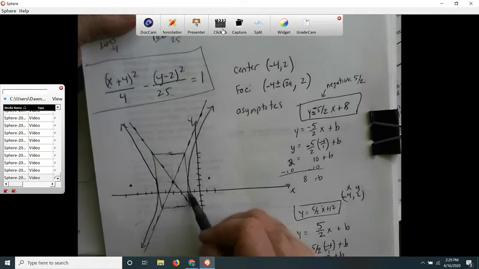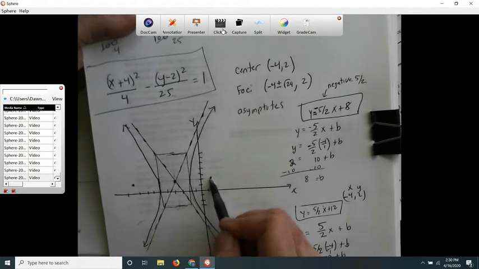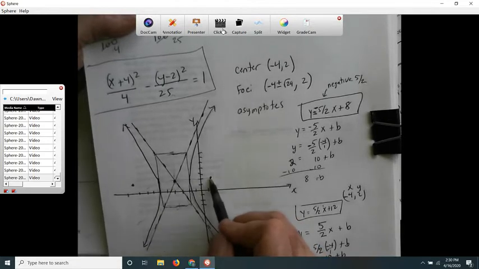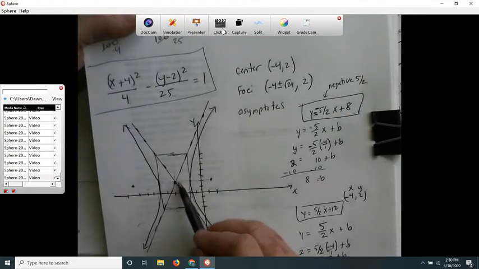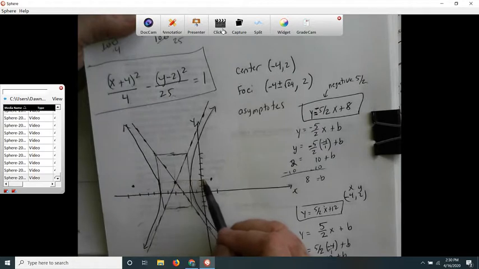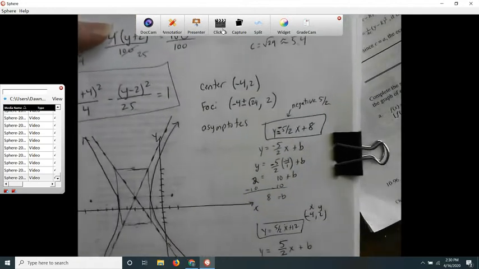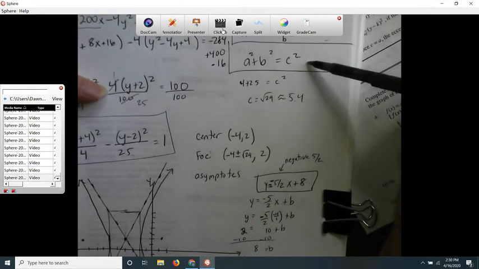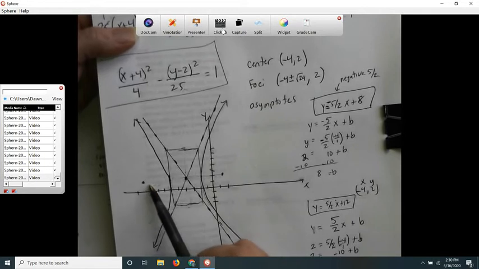So 1, 2, 3, 4. So it's the distance between the center. Sorry, c is the distance between the center and the focus. So I have to go about 5.4. So 1, 2, 3, 4, 5, and then that's 6. So that's why you need this a squared plus b squared equals c squared, because c is the distance between the center and the focus. And it goes to the right, and there's one over here to the left.